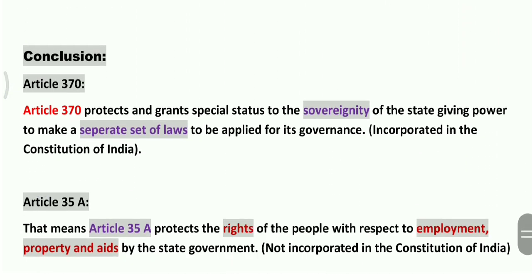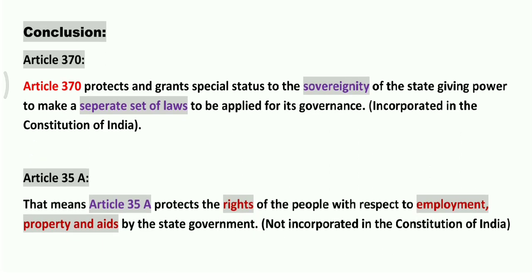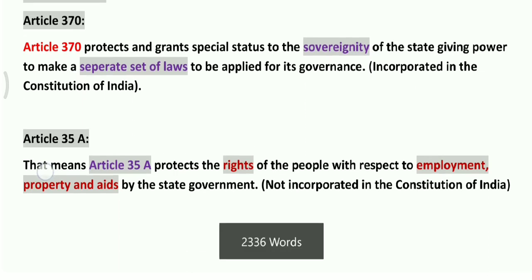So, what is the conclusion? Article 370 protects and grants special status to the sovereignty of the state, giving power to make a separate set of laws to be applied for its governance. And Article 35A protects the rights of people with respect to employment, property, and aids by the state government not incorporated in the Constitution of India.